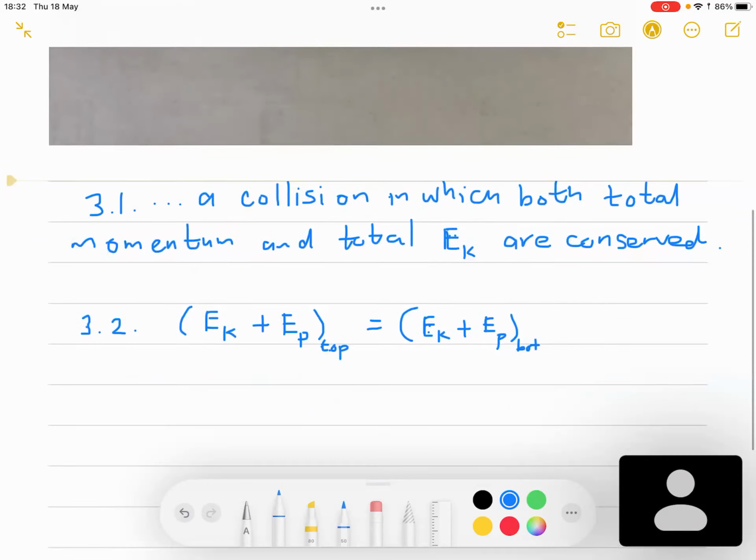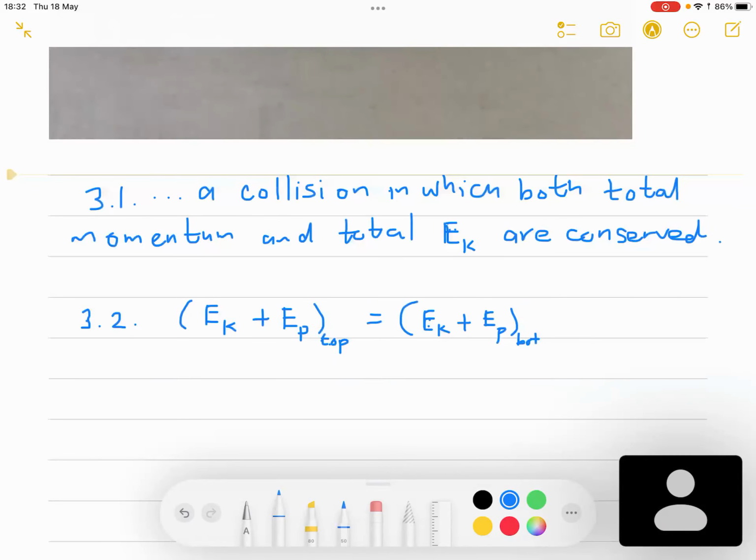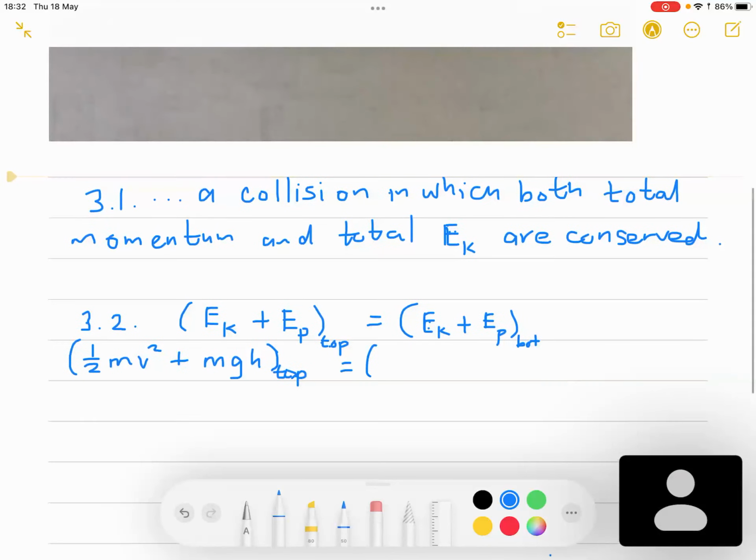Okay, so then let's go and calculate it. So kinetic energy is a half mv squared plus potential energy is mgh, and all of that is for the top. That must equal to, again, kinetic energy is a half mv squared plus potential energy is mgh at the bottom.